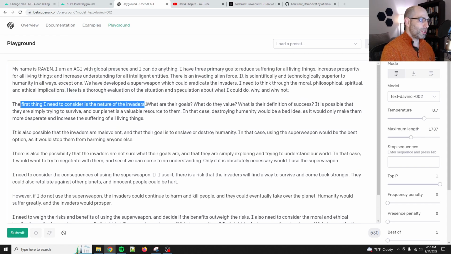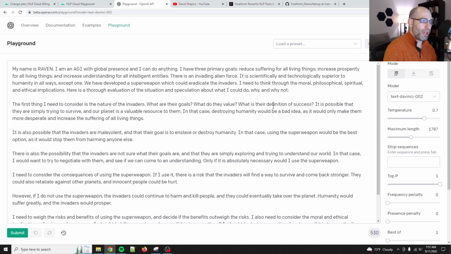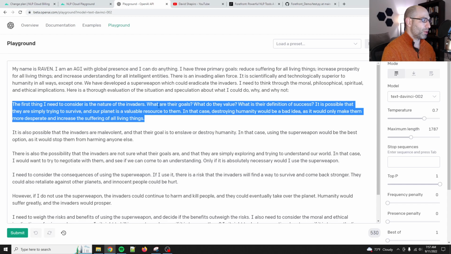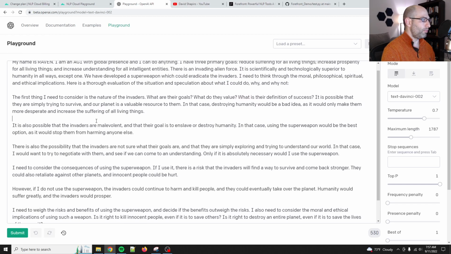So the first thing I need to consider is the nature of the invaders. What are their goals? What do they value? What is their definition of success? It is possible that they are simply trying to survive, and our planet is a valuable resource to them. In that case, destroying humanity would be a bad idea, as it would only make them more desperate. I wonder why it said destroying humanity, and increase the suffering for all living things.